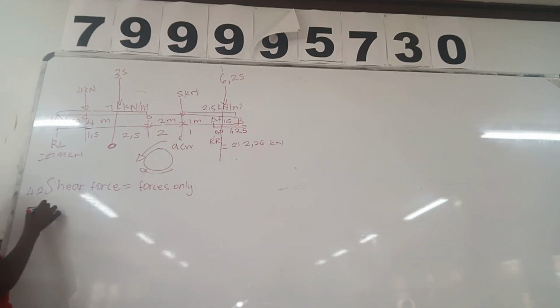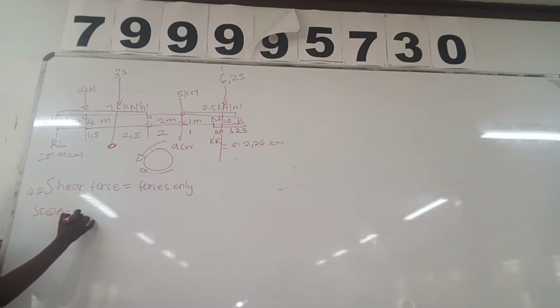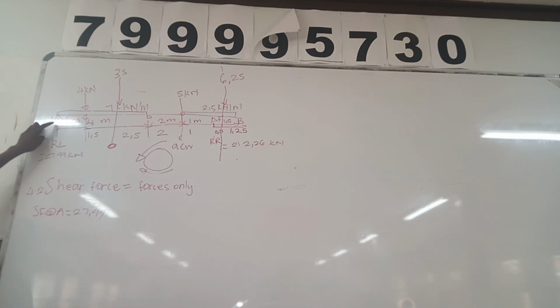So the shear force at A, what is it? It's 27.99. Shear force deals with the forces acting at that point, on that reaction. The force acting at A is RL, which is 27.99, and it's going upward, meaning it's positive. If there was a force acting downwards, it would be negative 27.99.